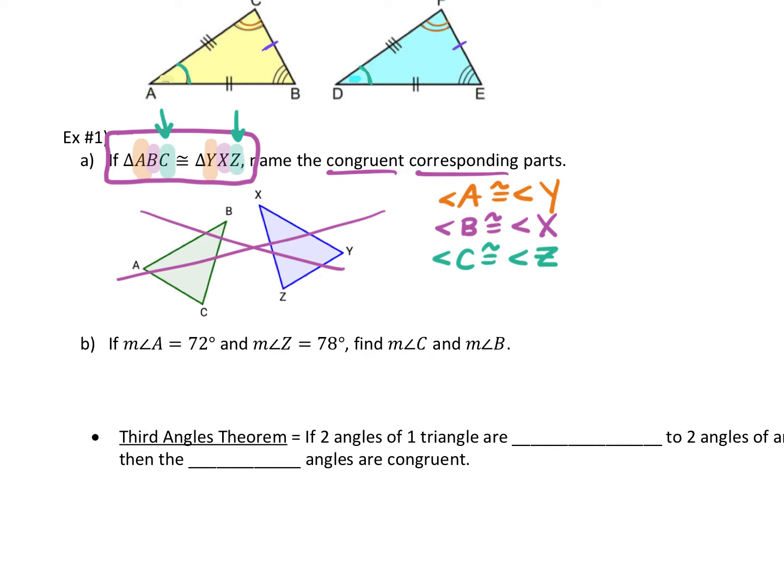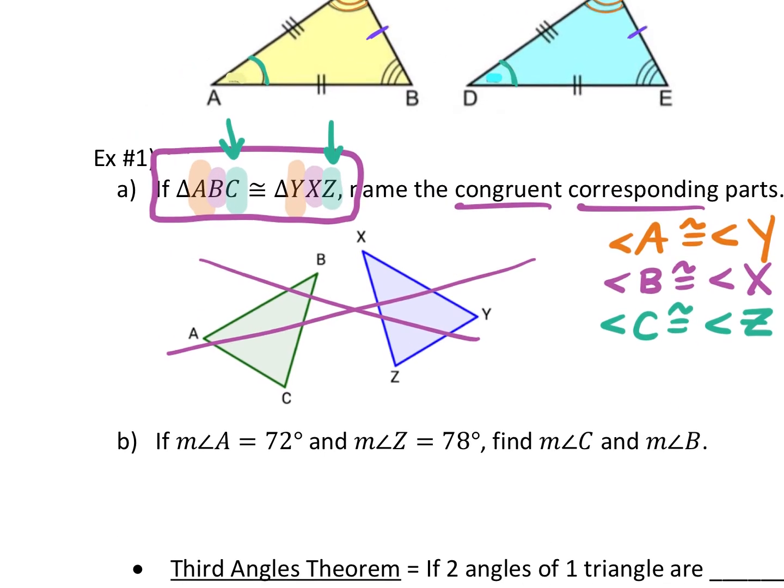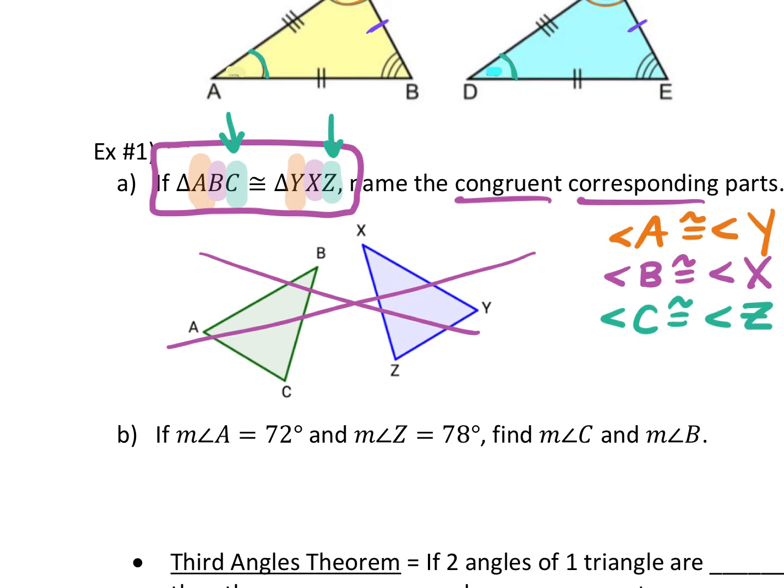So that gave us 3 of the 6 things that we need to know are congruent in this figure. What are the other 3 things that we have to know are congruent? The sides, okay? So now to do the sides, you're just going to match up the corresponding letters as a segment. So if I said segment AB, what segment does that correspond to in the second one?